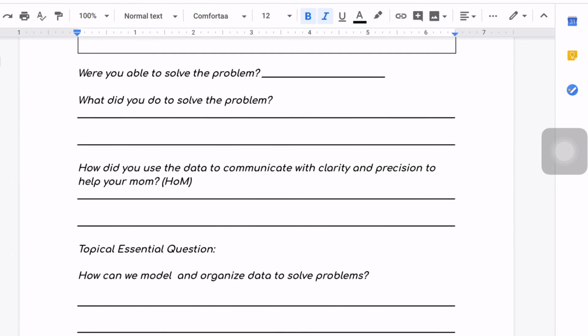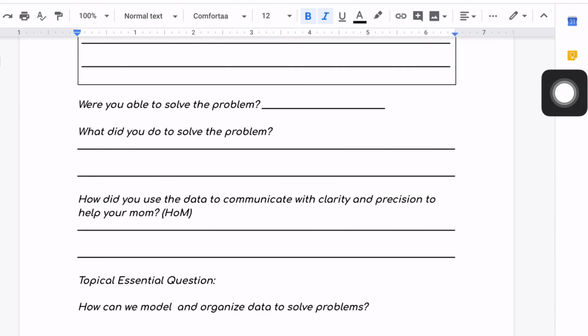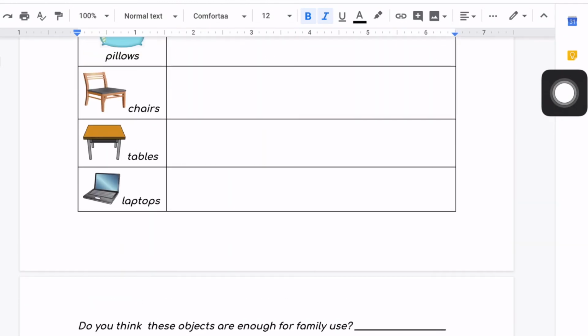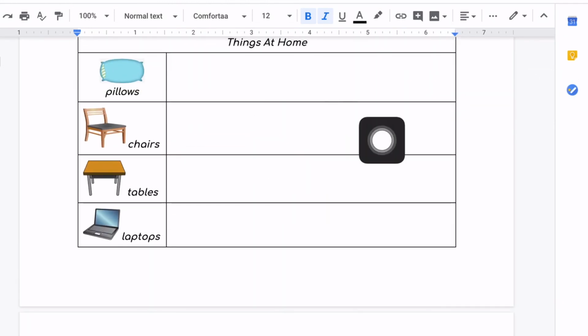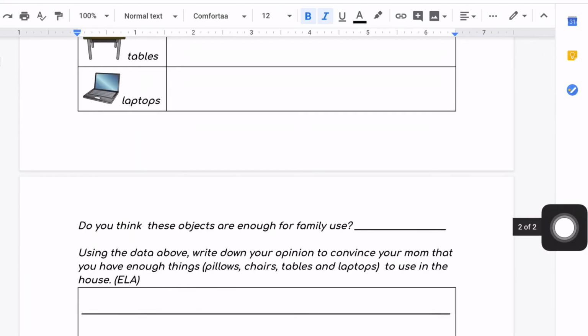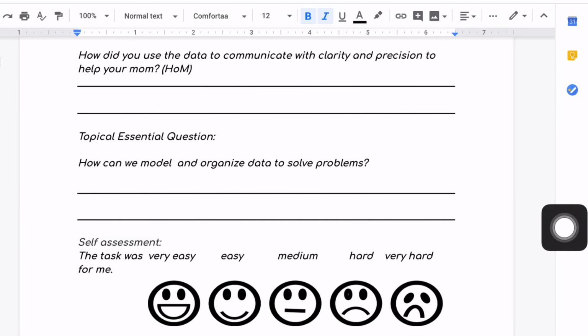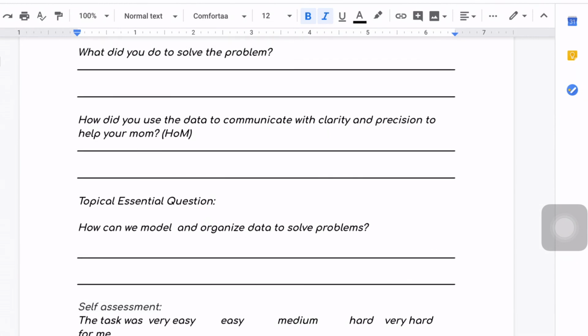I'm not going to tell you the answer because if I tell you the answer, then you're not going to be thinking on the higher order thinking. So how did you use the data to communicate with clarity and precision to help your mom? How did you use the data above? How did you use this data, the data in here, to convince your mom that you have enough already? Hmm? How did you use?